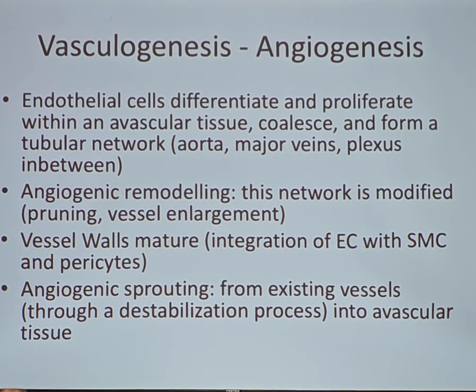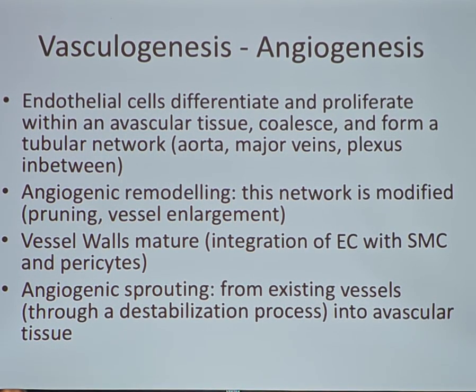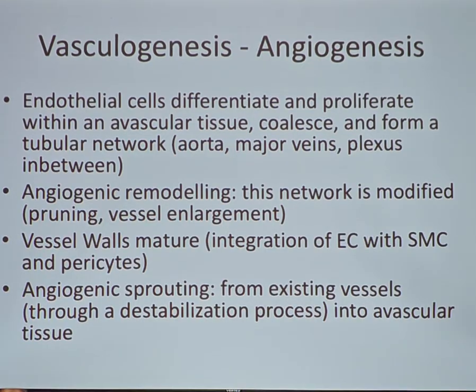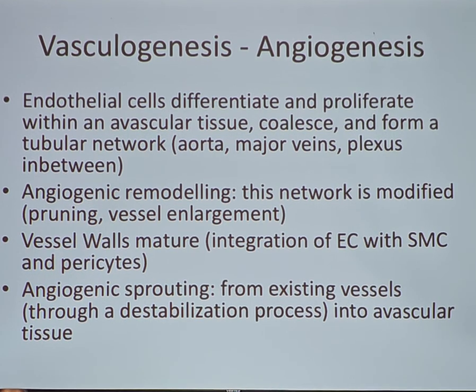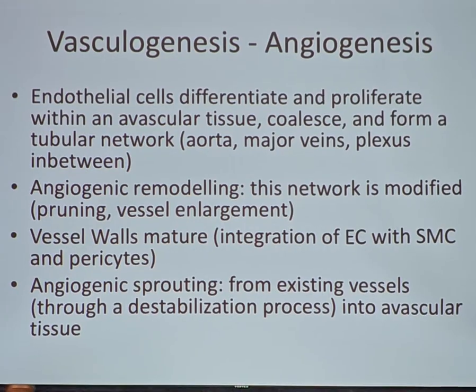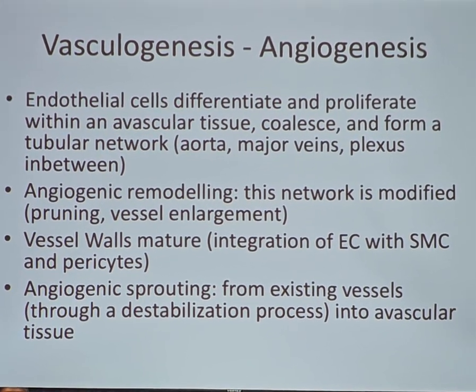After the vasculogenesis, we will have an angiogenic remodeling, which means that certain vessels will be used more, certain vessels will be used less. Those that will be used more will actually enlarge, those that will be needed less will be pruned away, they will be removed. Then the vessel walls have to mature, and the maturation means that the endothelial cells have to be integrated with smooth muscle cells and pericytes, so to have your normal and mature vascular network.